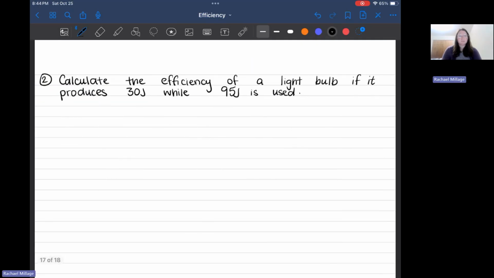My next problem says calculate the efficiency of a light bulb if it produces 30 joules while 95 joules is used. All right. Well, like we just said, efficiency in percent is equal to my work out divided by my work in.